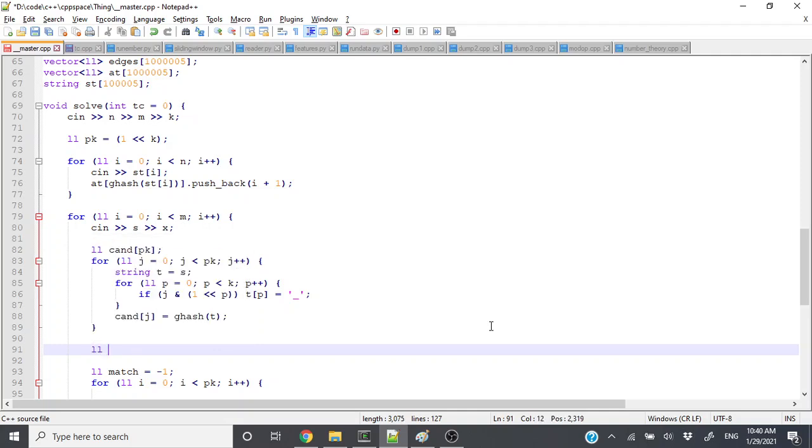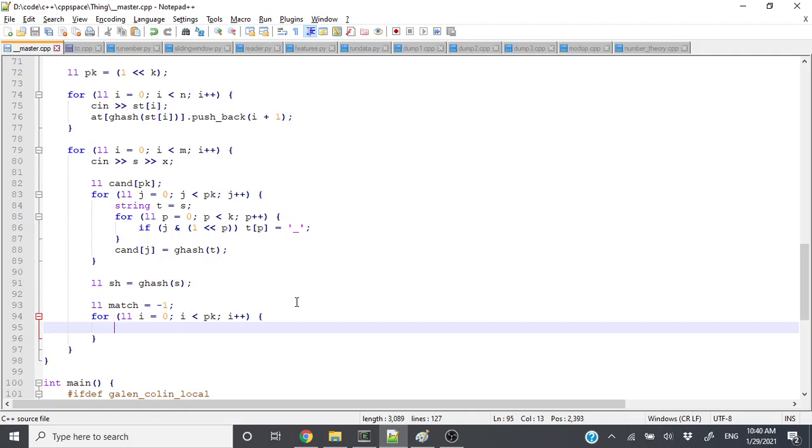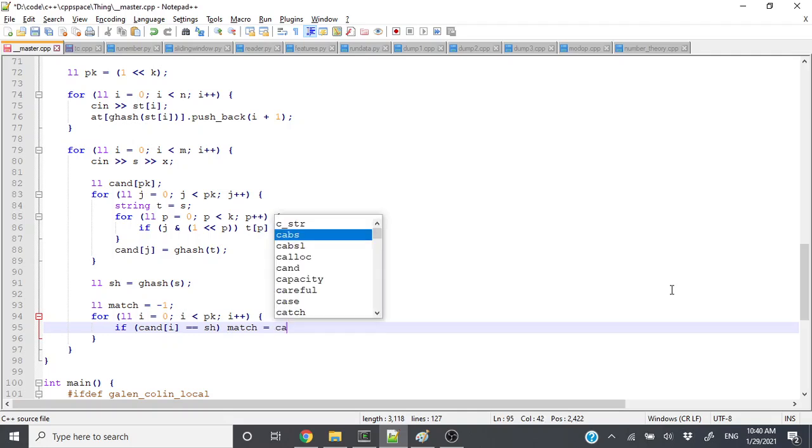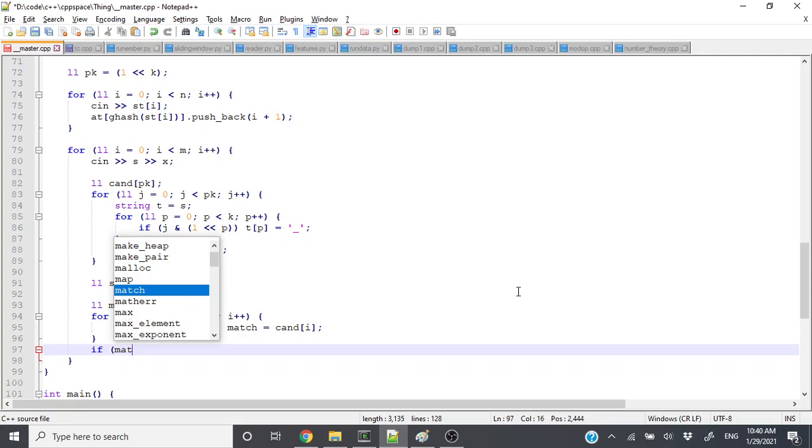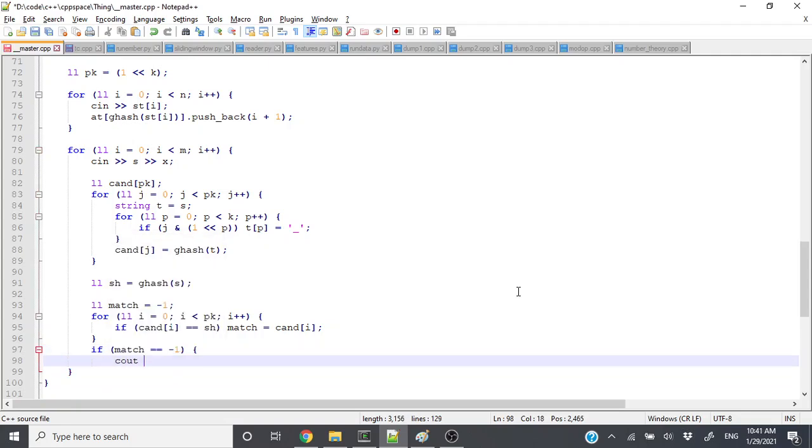Then, yeah, because we want exact matching, because we're generating all the underscores anyway, so we don't care about that. So, if canned I is equal to sh, then match is equal to canned I. If match is equal to negative 1, then we automatically know that there is no answer, because we can't satisfy it because there's nothing that it matches.